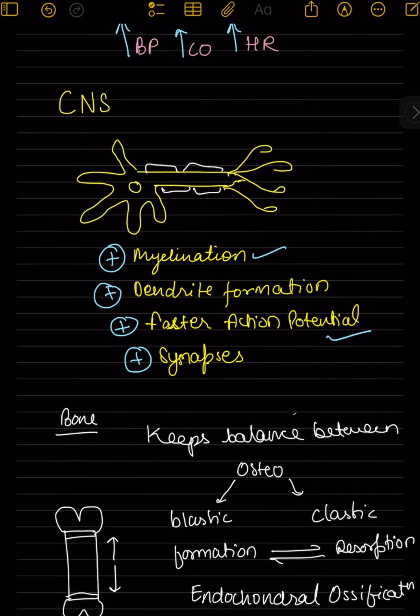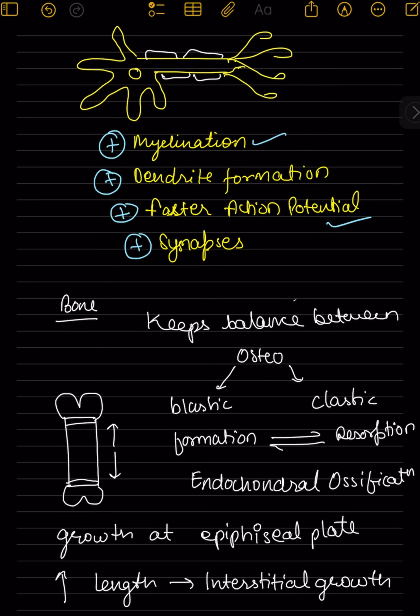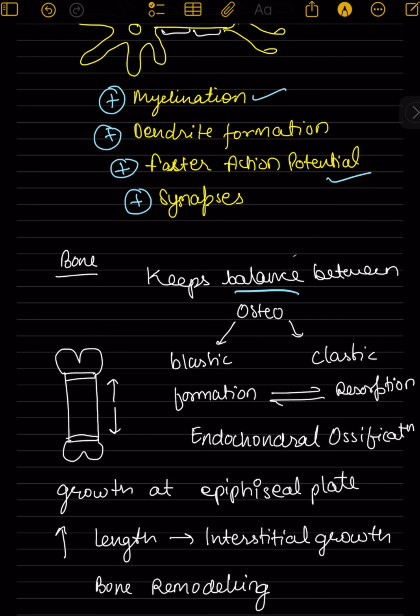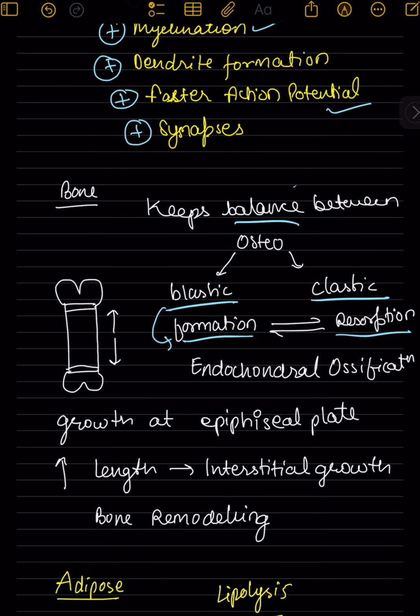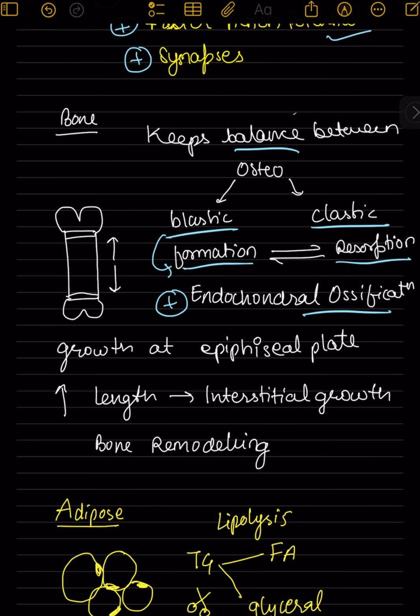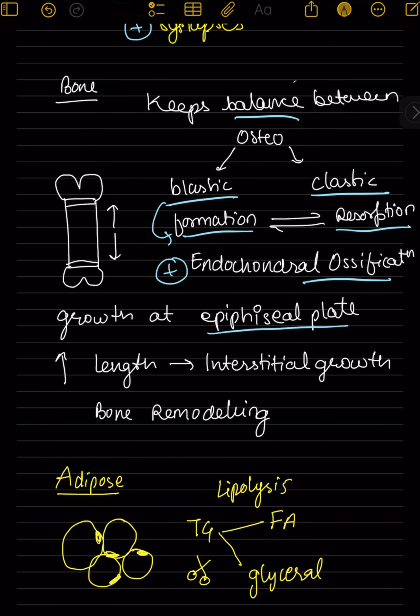formation. The thyroid hormone in bone keeps a balance between the osteoblastic as well as osteoclastic activity. Osteoblastic activity leads to formation of bone cells, whereas clastic activity leads to resorption of the bone cells. These both contribute to the endochondral ossification. The growth at the epiphyseal plate leads to increase in length, which leads to interstitial growth. Hence, it helps in bone remodeling as well as in growth and lengthening of the bones.